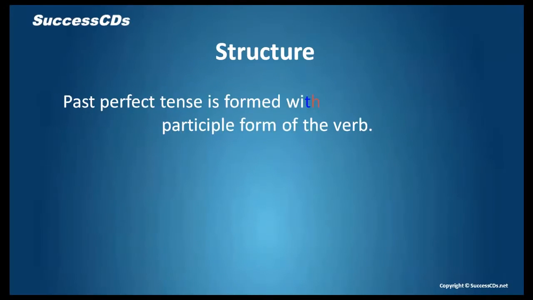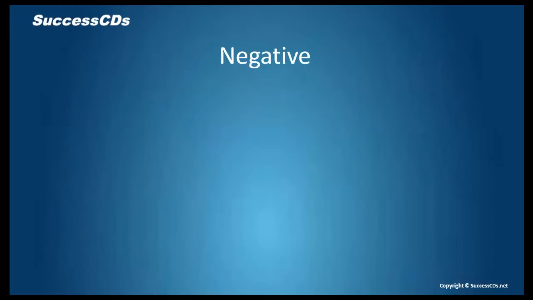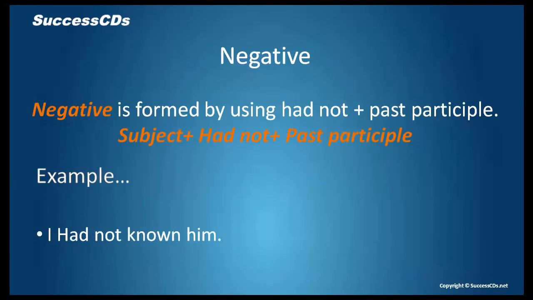Structure of past perfect tense. Past perfect tense is formed with had and the past participle form of the verb. Subject plus had plus past participle or the third form of the verb. Example, I had known him. Negative is formed by using had not plus past participle. Subject plus had not plus third form of the verb or past participle. Example, I had not known him.